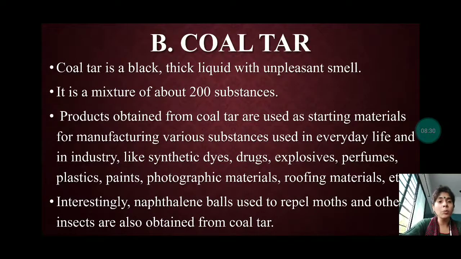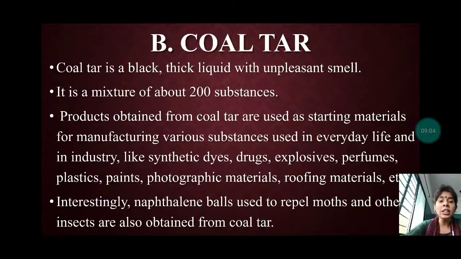Products obtained from coal tar are used as starting materials for manufacturing various substances used in everyday life and in industry, like synthetic dyes, drugs, explosives, perfumes, plastics, paints, photographic material, roofing material, etc. So these are the uses of coal tar. Separately, the uses of coal tar can also be asked for 2 to 3 marks, and this whole coal tar topic can be asked for 3 marks.